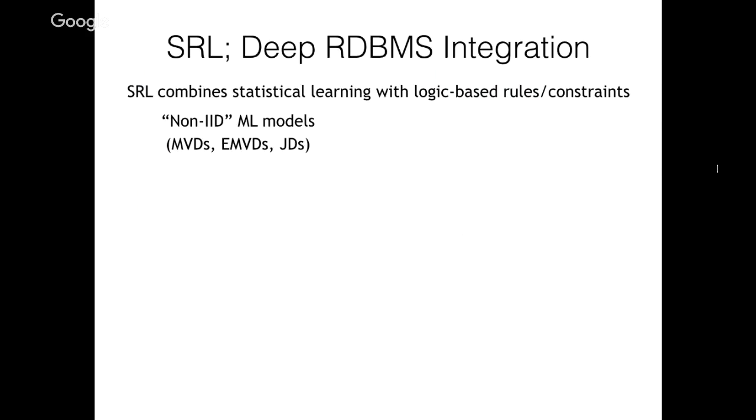And in the database sense, that means you could have complex dependencies across the features of those examples. It could be multi-value dependencies, embedded multi-value dependencies, joint dependencies, and so on. And for more details, Lise Getoor, who straddles both communities, has a nice tutorial at NIPS. She also has a textbook on SRL that I encourage you to read.